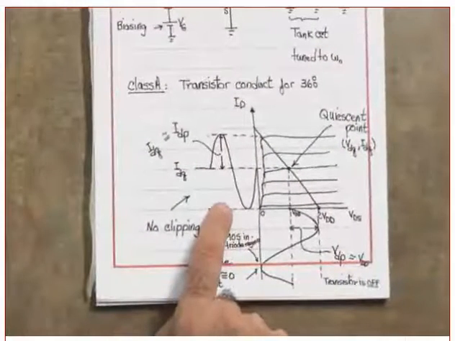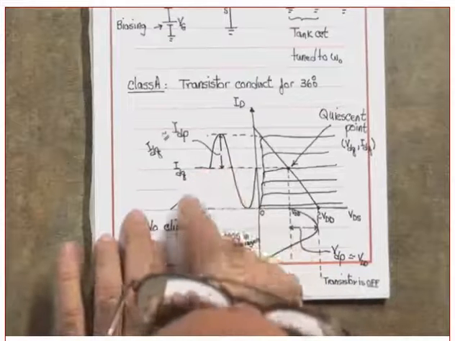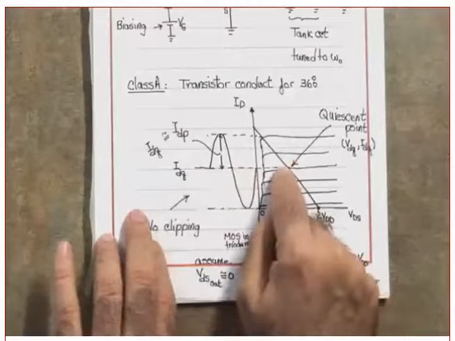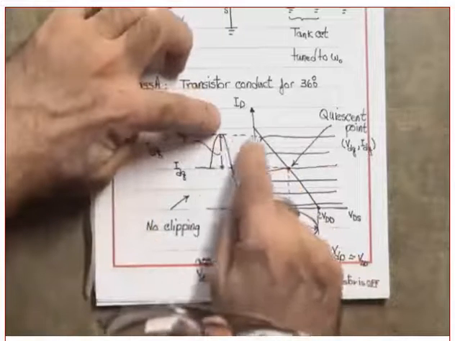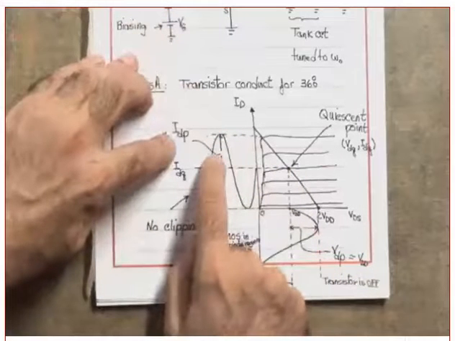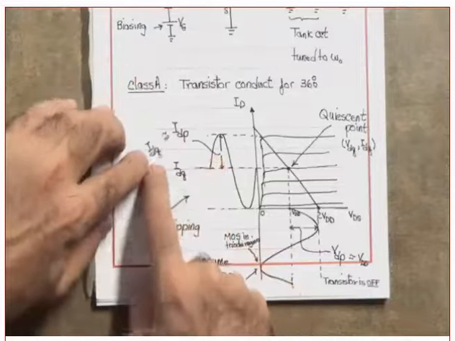Now, I want you to see this and answer the following question. Is it a sinusoid? What is this dotted line? This dotted line is IDQ, which is the quiescent point. Now, what is this point here? Approximately, it's IDP, which is the peak. Yes?